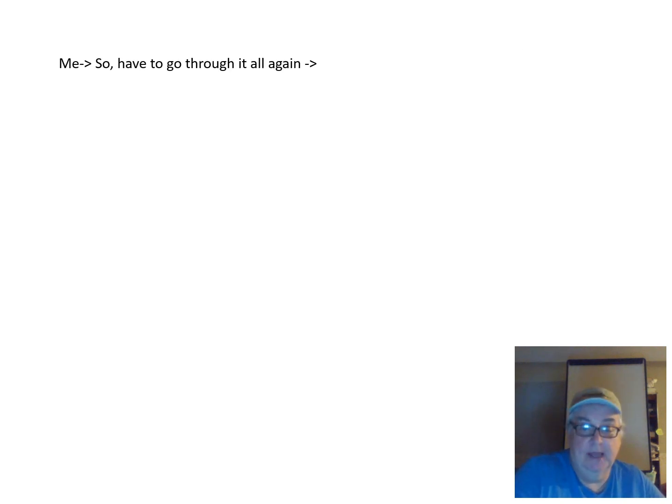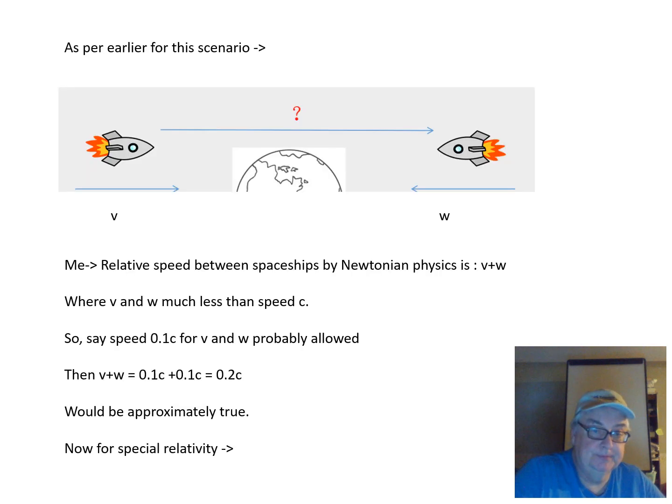So we have to go through it all again. As per earlier, for this situation, the relative speed between spaceships by Newtonian physics is v plus w, where v and w are much less than the speed of light c, say the speed 0.1c for v and w, that would probably be allowed, and then v plus w equals 0.1c plus 0.1c equals 0.2c, and that would be approximately true. And now for what special relativity will give.